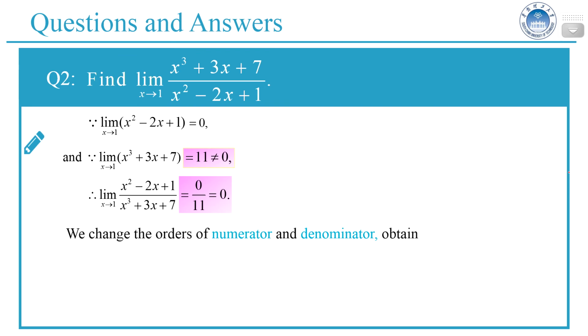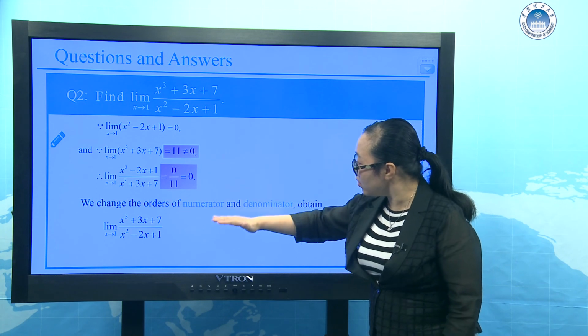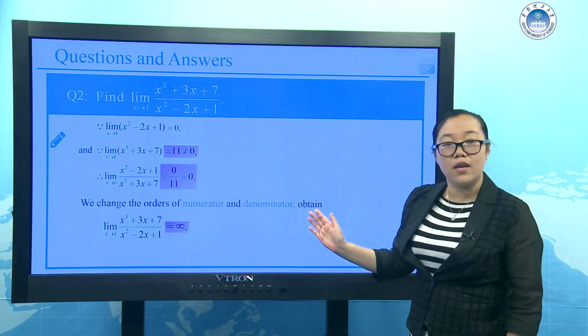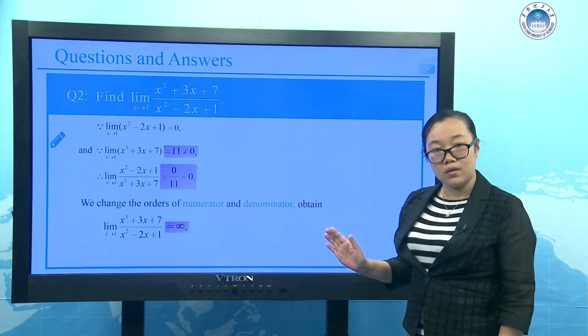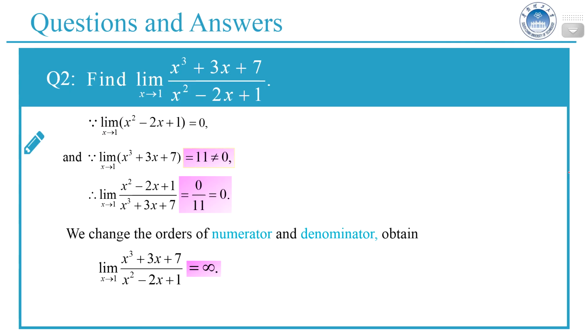We can obtain the following expression. The limit of this expression corresponds to 0, and changing the order equals infinity. Infinity is not a real number. This means the original limit doesn't exist, because if a limit exists, itself should be a real number.